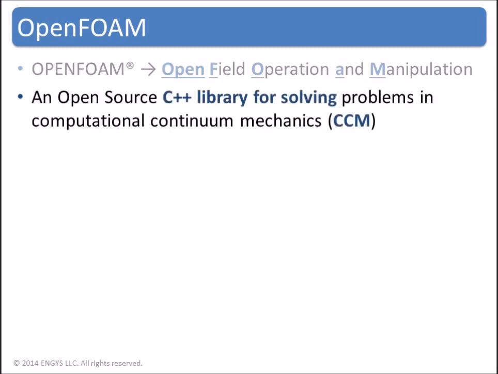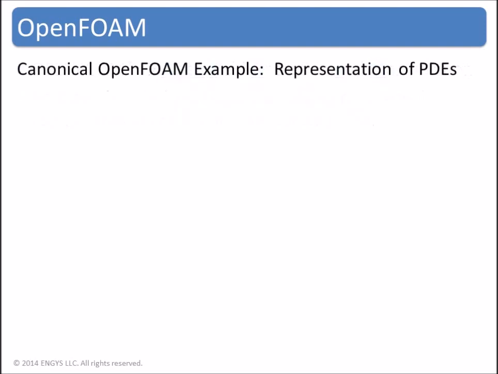OpenFOAM is an open source CFD library for solving problems in computational continuum mechanics. So I put CCM in here because it's a broader area of application that includes CFD. So there's Lagrangian libraries, there's structural libraries. People have created adjoint solvers and optimization code from this. So CCM is a broader terminology for this.